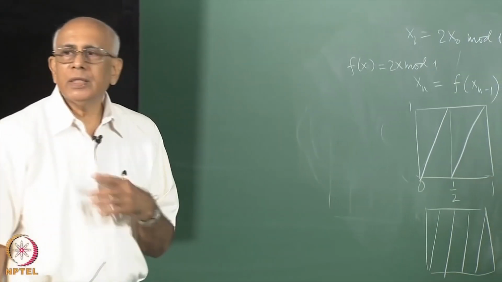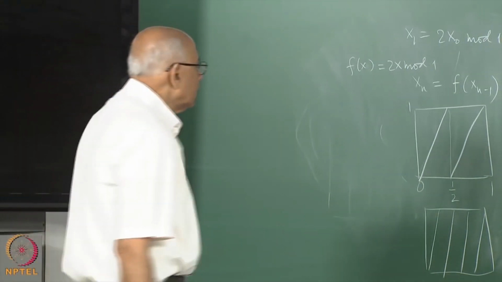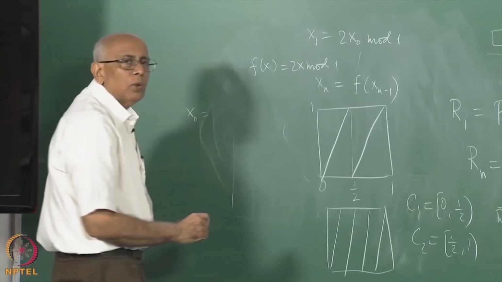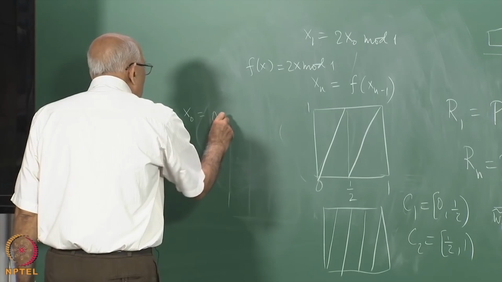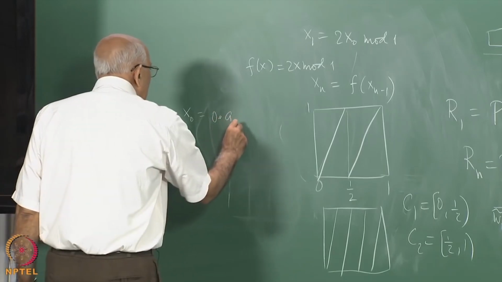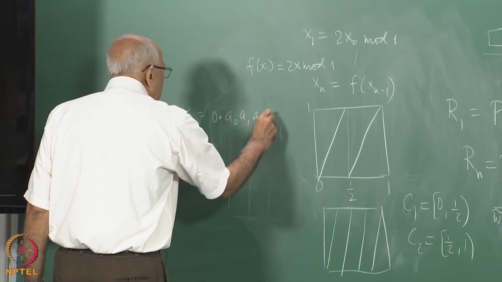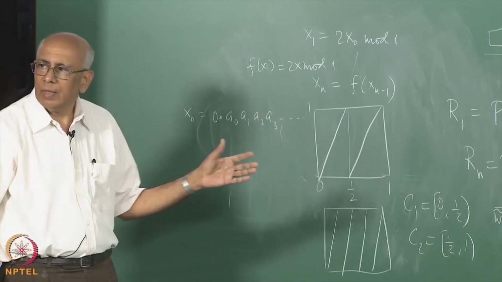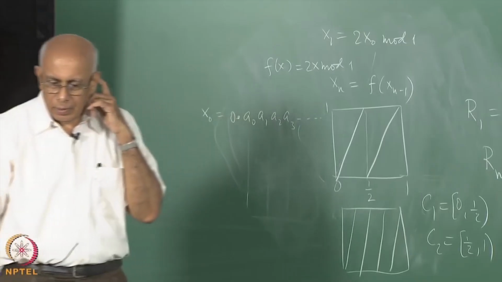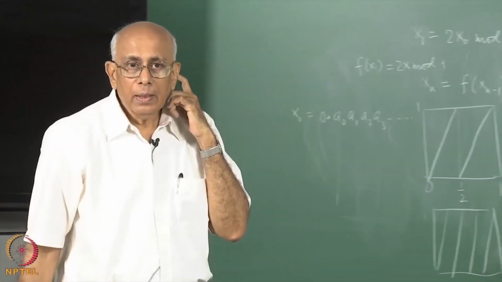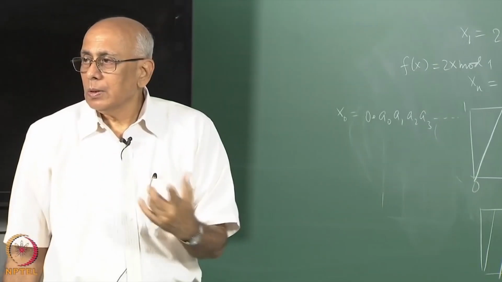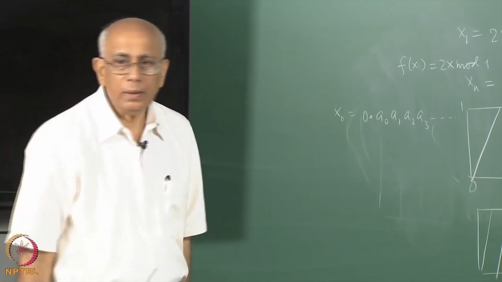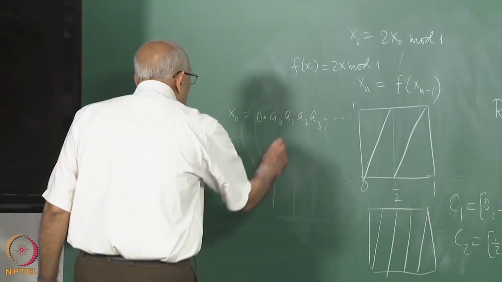It is called the Bernoulli shift, because you know what is happening is that if I start with an x naught and it is a number between 0 and 1, so I can write it as 0 point A0, A1, A2, A3, etc. An irrational number will have an infinite decimal expansion, which is not recurring, and I will do this in binary. So each Ai is either 0 or 1, that is it.